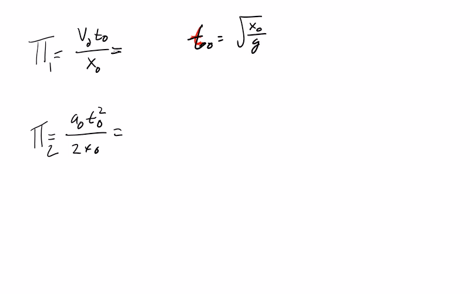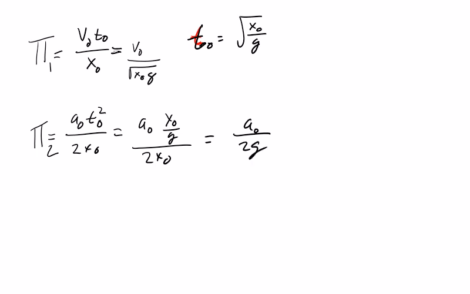And if I do that, then what happens? Well, then I get v0 over the square root of x0 g. And over here, I get a0 times x0 over g over 2x0, and so I get a0 over 2g. Now I get two very distinct numbers, where I'm looking at the effects of acceleration in terms of gravity and gravity in terms of velocity.